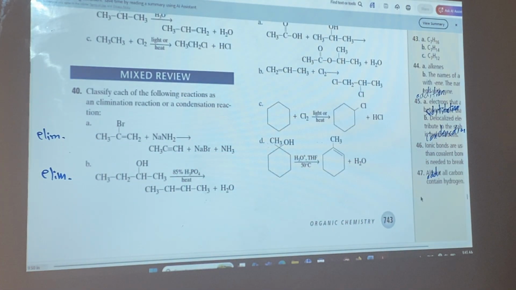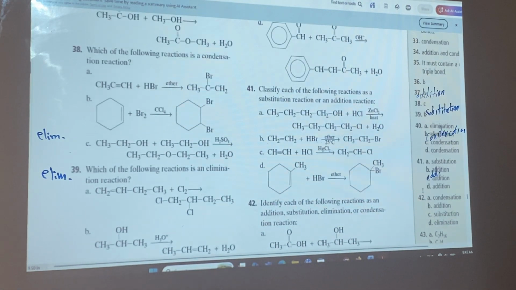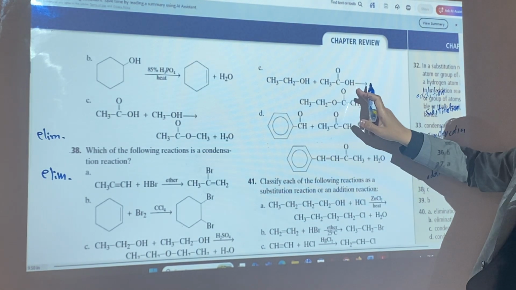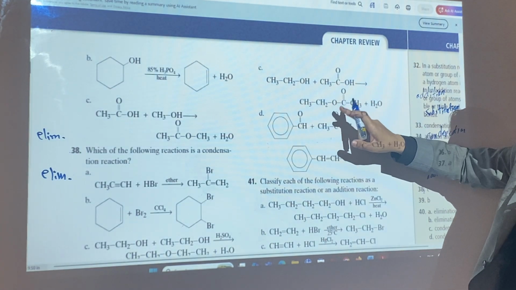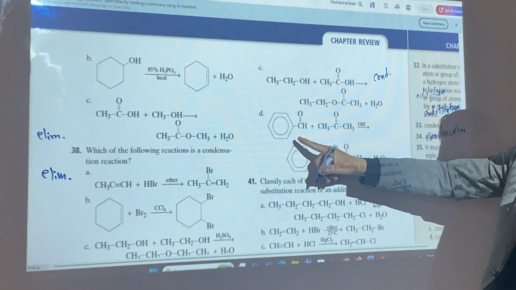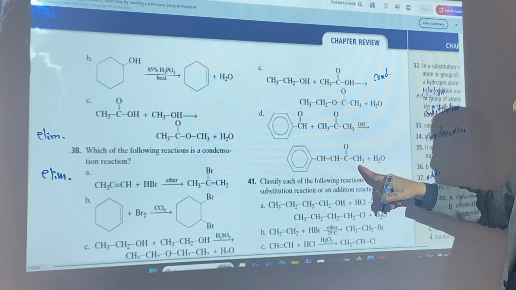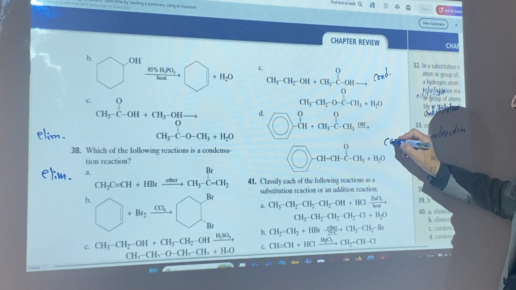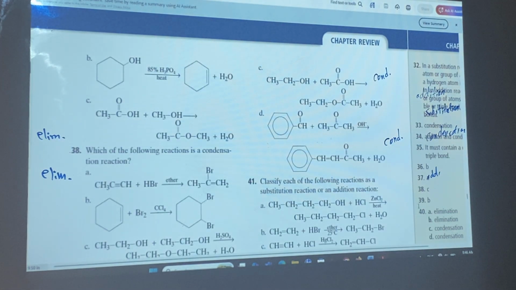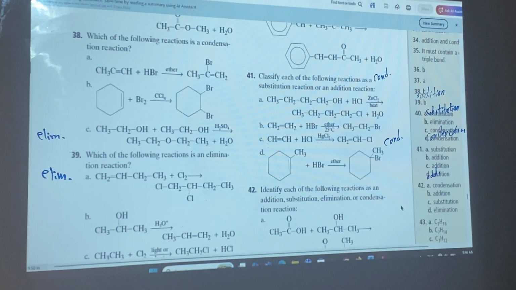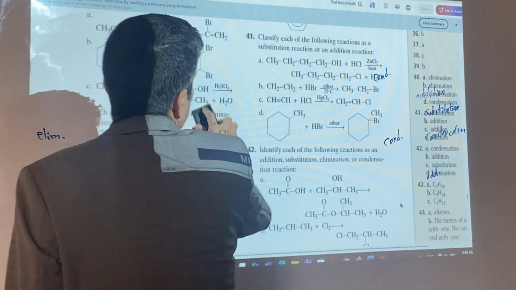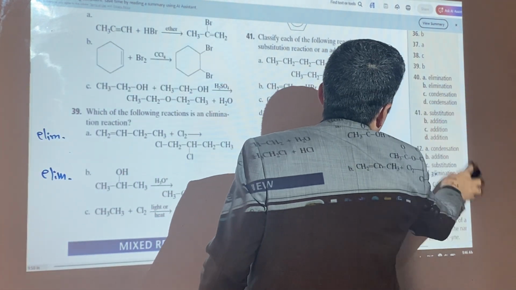And the other one, here we have two small molecules combined producing a big molecule with water. We have condensation here. And also here we have two molecules combined producing a big molecule with water. Also we have a condensation reaction here. And other questions we have about these organic reactions. We have question 41 here in this chapter review.